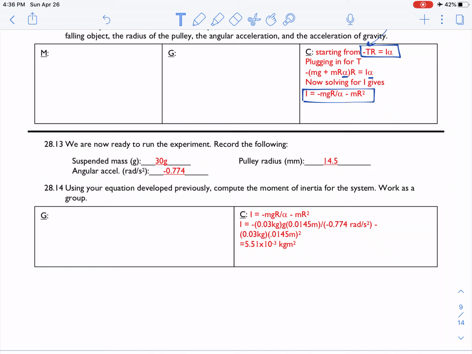Then minus m r squared, m is again given, r is given. When you plug these in, you're getting the moment of inertia for the system to be 5.51 times 10 to the negative 3 kilogram meters squared.